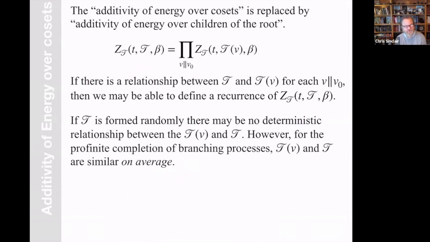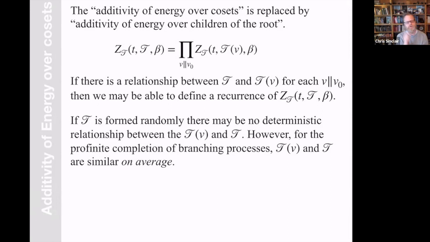Well, our tree is formed randomly. So there's probably no structure between what's happening on the entire tree and any subtree. The subtrees are just randomly generated. There's no a priori structure between what's happening on the entire tree and any subtree.